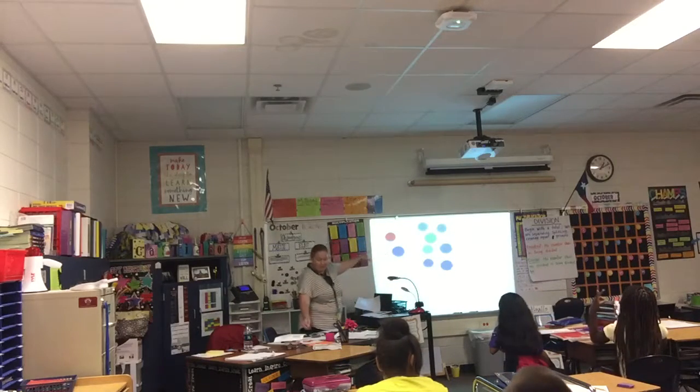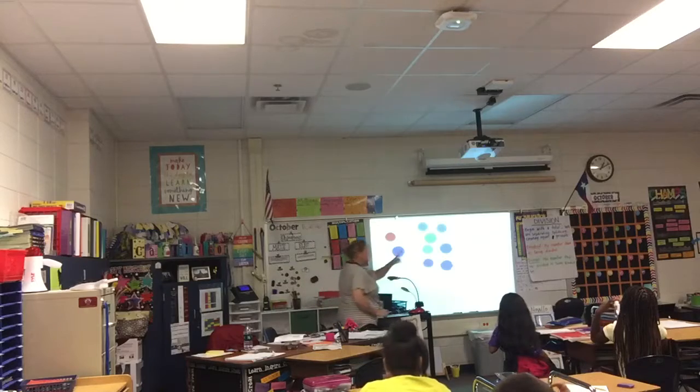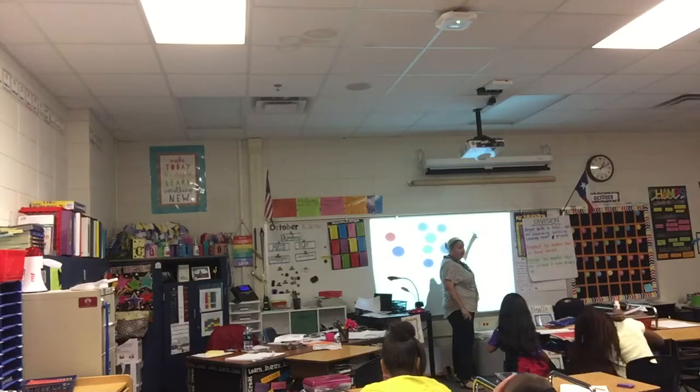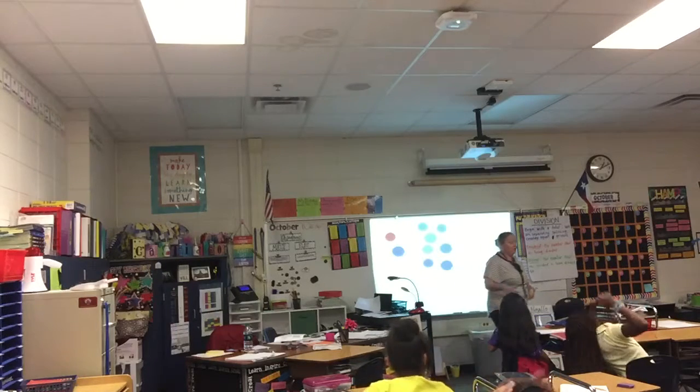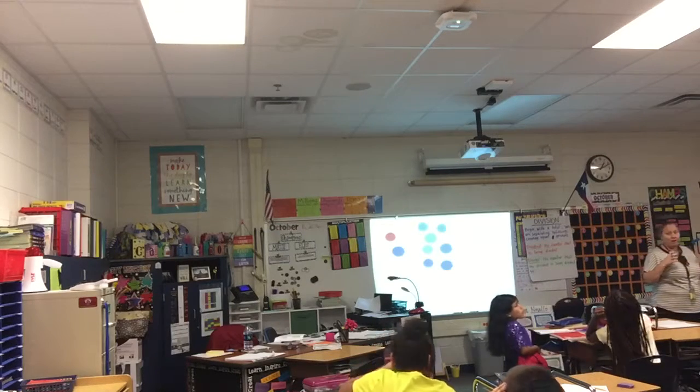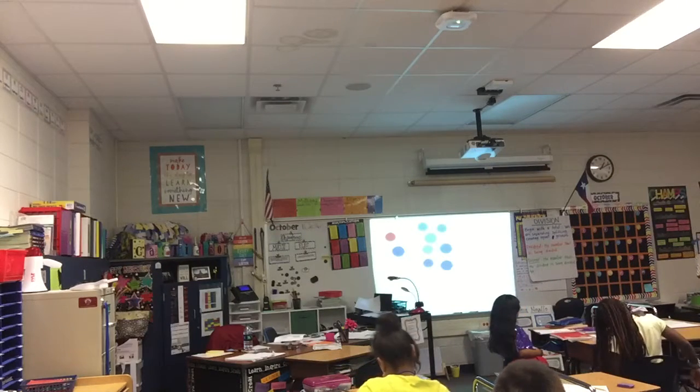So that's what we're beginning with. That's our starting point. So your dividend always tells you how many you're starting with, how many you're beginning with. Okay? So we're starting with 12. We're going to put them into equal groups, like Madison said earlier. We're going to split them apart, putting them into equal groups.